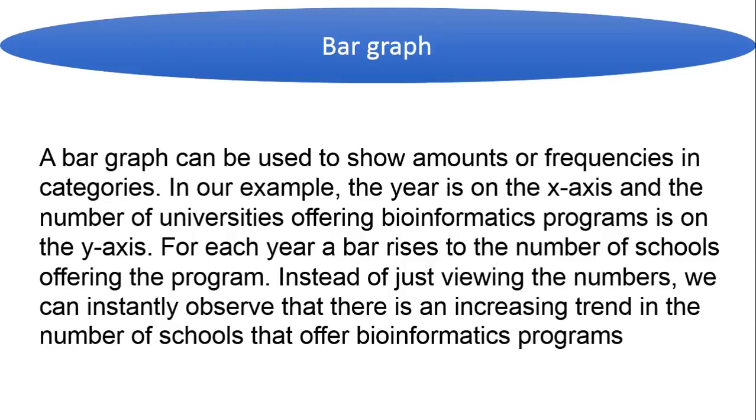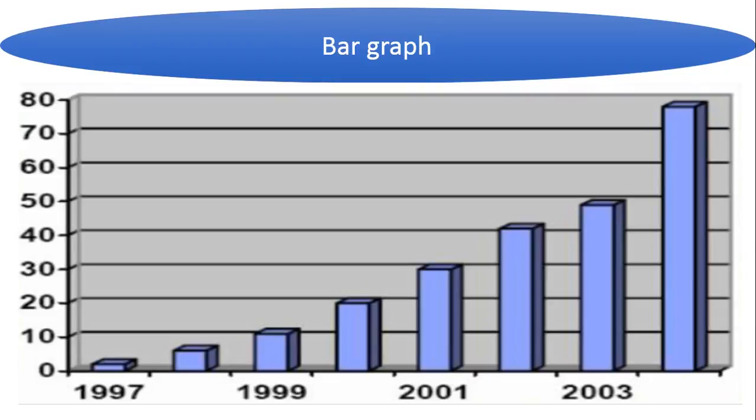So you can visualize your bar graph here, in which I represent the year on the x-axis, and on the y-axis we represent the number of universities offering bioinformatics training, so that you can observe that the number of universities offering bioinformatics programs has drastically grown over time.